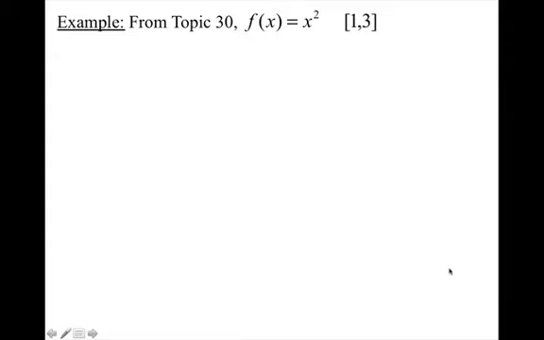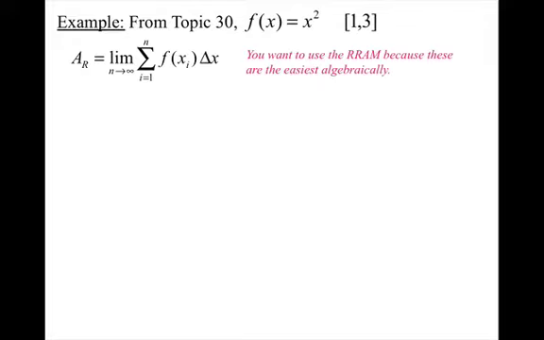So we're going to do an example of this, and we're going to use our good old example from topic 30, x squared between 1 and 3. And we already know that the correct answer is 8.6 repeating. But now we're actually going to get to that answer ourselves. So we are going to use the right rectangular endpoints because these are the easiest algebraically, okay?